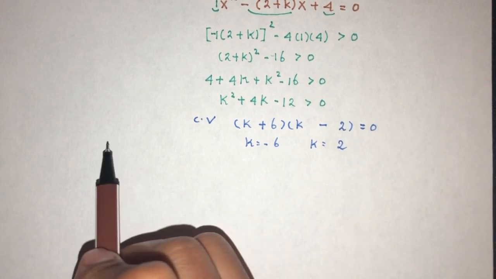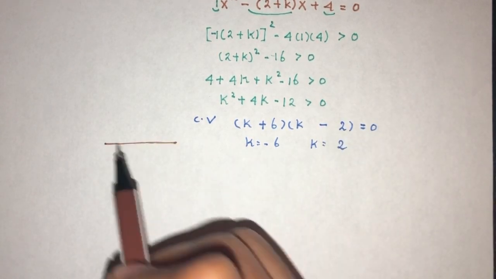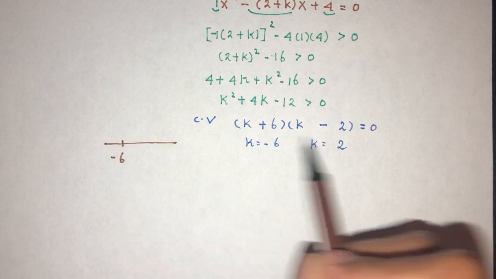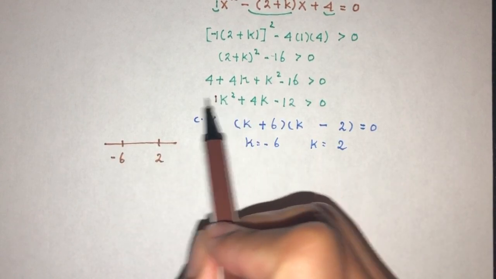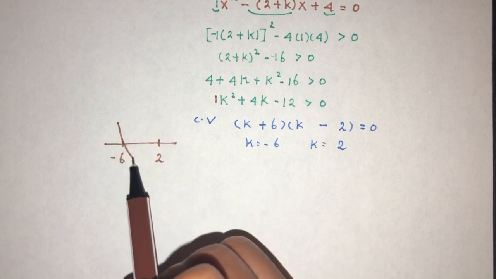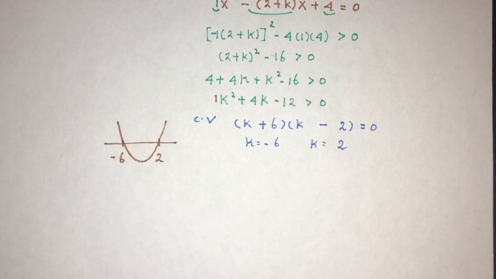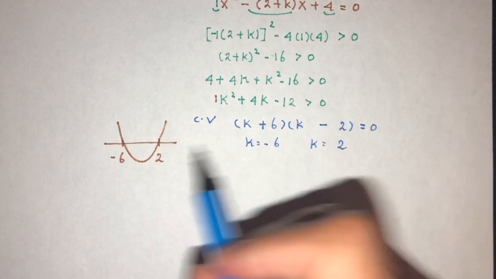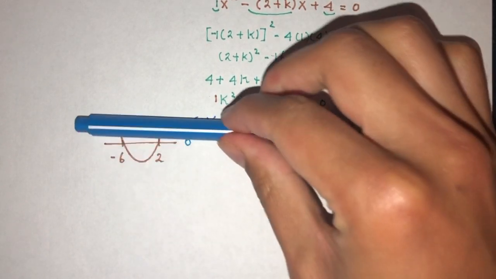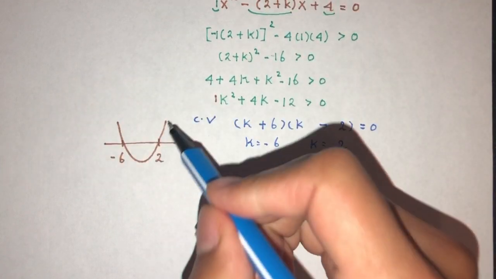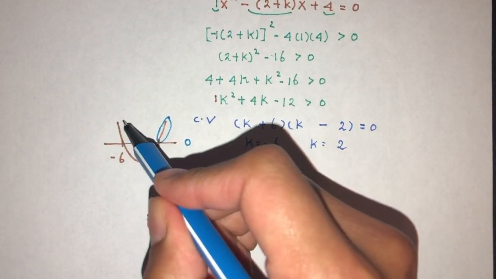So that will be, the first value here is minus 6, and the value here will be 2. Now because the coefficient here is 1, it is positive, the shape will be something like this, right? We have to know this. Now here we have 0, this will be 0. Now we need it to be more than 0, above this line. We need this to be above this line. So it will be on this side and on this side.